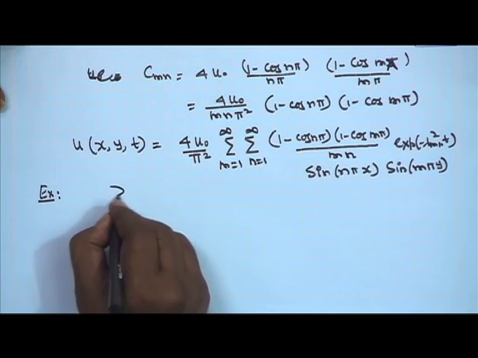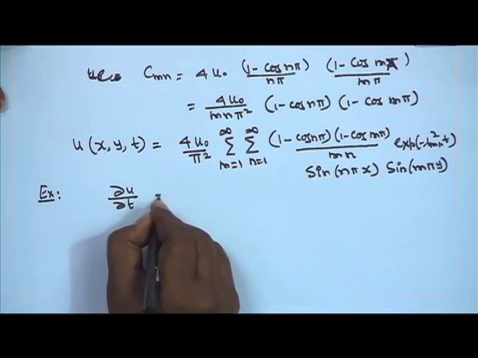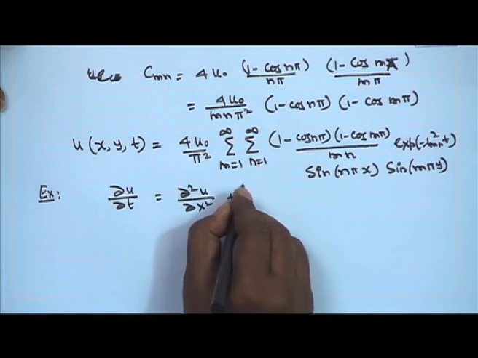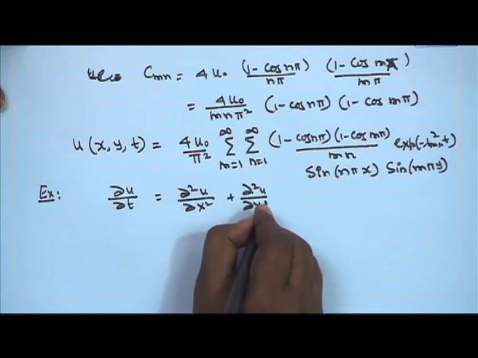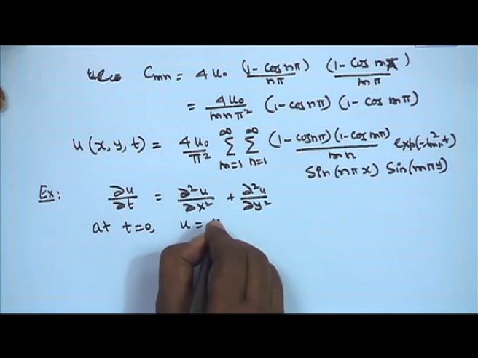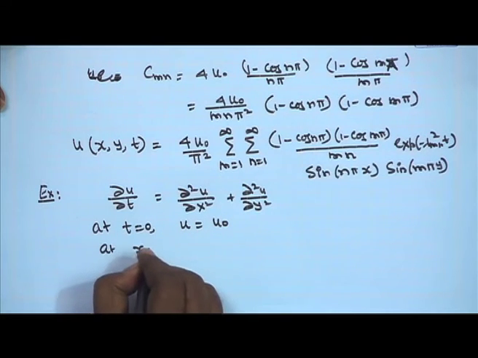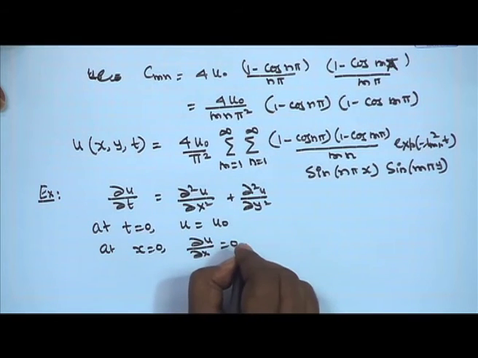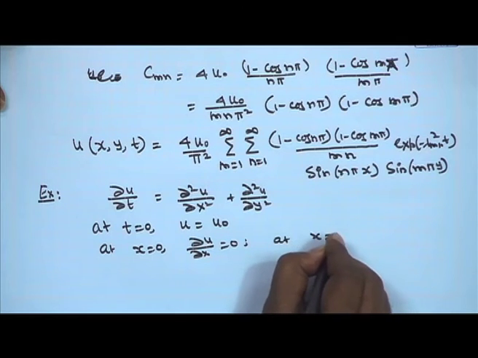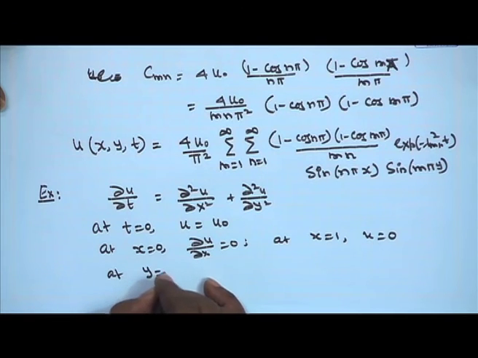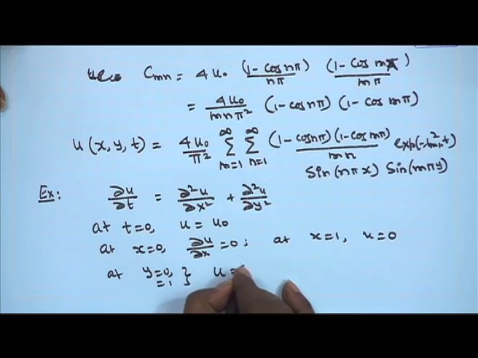We will be solving exactly the same problem, del u del t is equal to del square u del x square plus del square u del y square. At t is equal to 0, u is equal to u naught. At x is equal to 0, del u del x is equal to 0, and at x is equal to 1, u is equal to 0. At y is equal to 0 and y is equal to 1, both u is equal to 0.